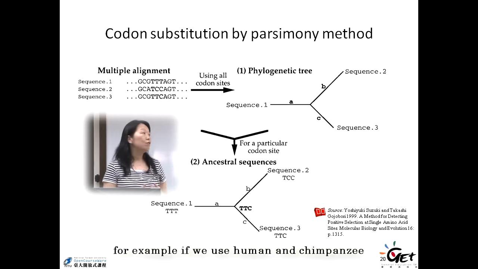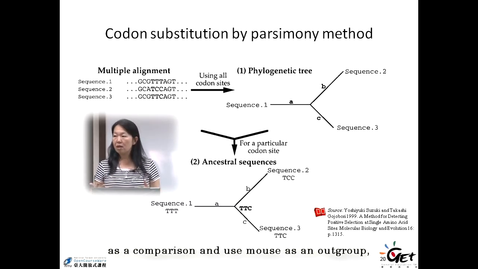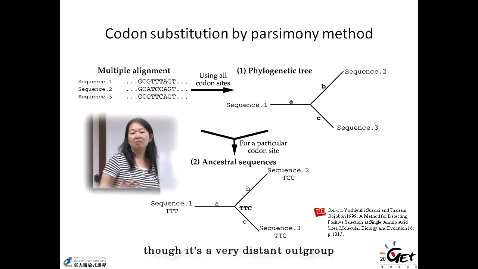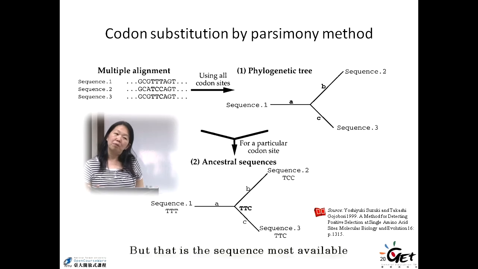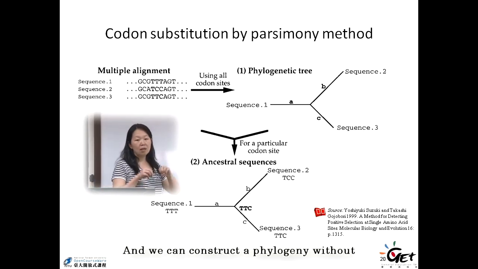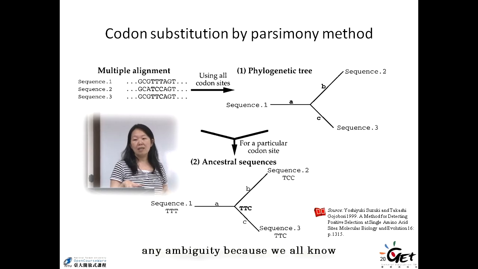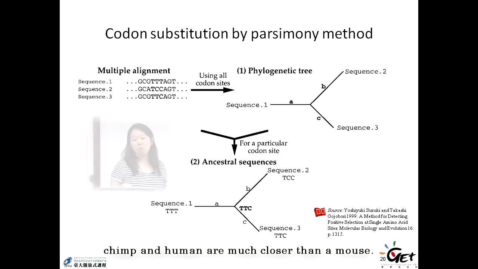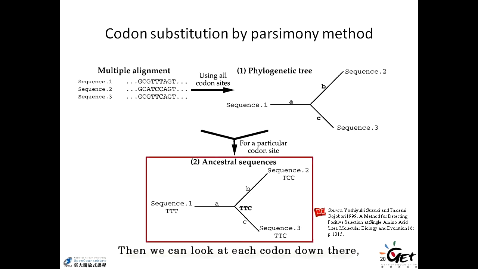So usually, for example, if we use human and chimpanzee as a comparison and use mouse as an outgroup, although it's a very, very distant outgroup, that's the sequence most available. And we can construct a phylogeny without any ambiguity because we all know chimp and human are much closer than a mouse. Then we can look at each codon down there.